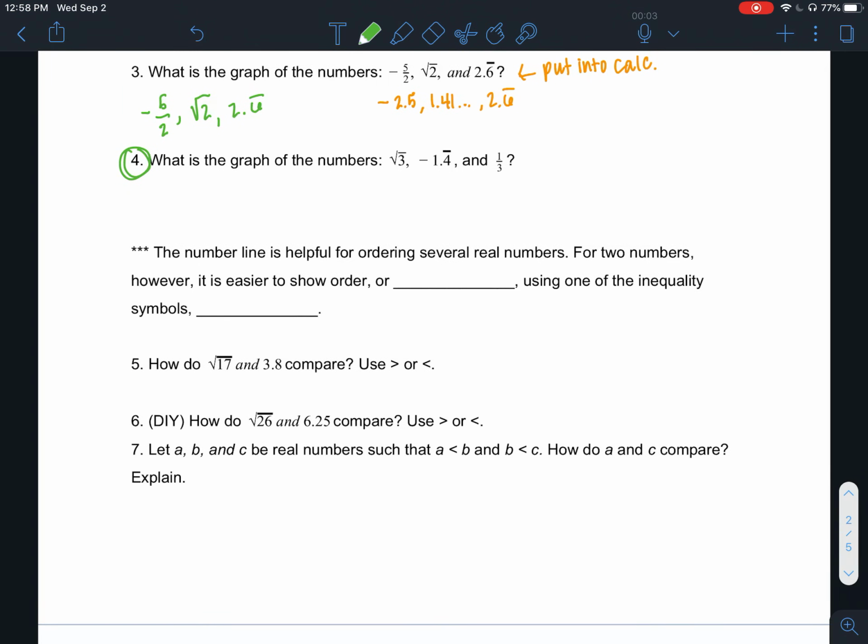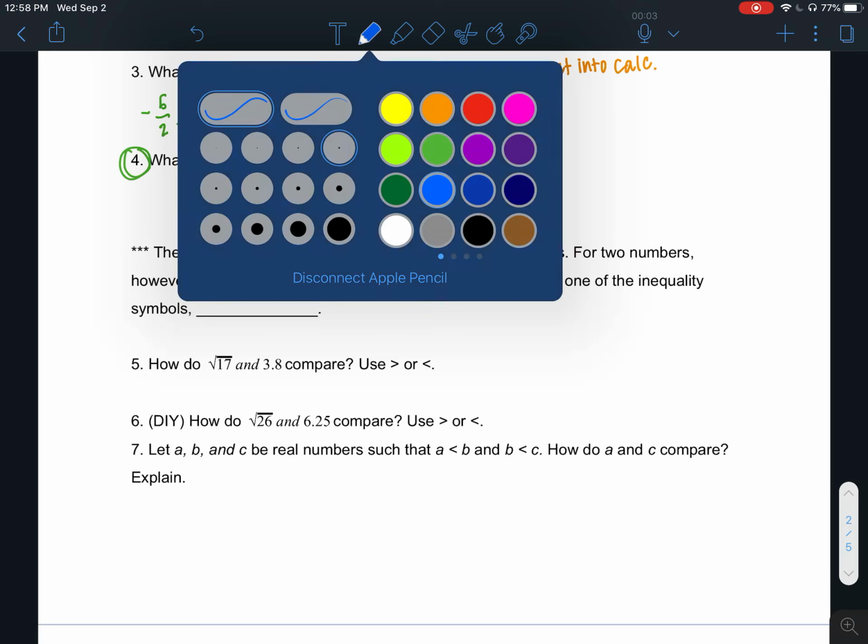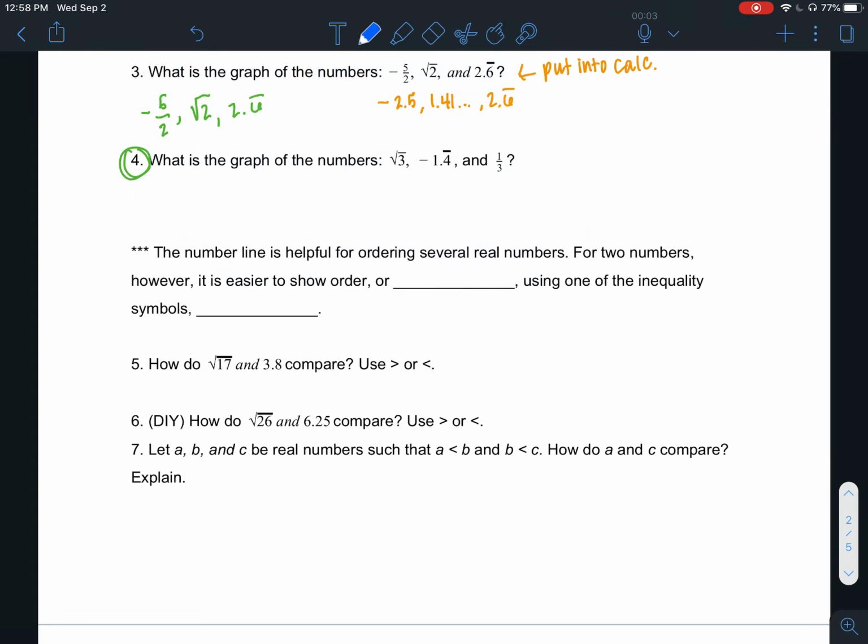All right, this is just a note. The number line is helpful for ordering several real numbers. For two numbers, however, it is easier to show order or compare using one of the inequality symbols, which is this or this. So again, you can type these into your calculator or you can think about it.